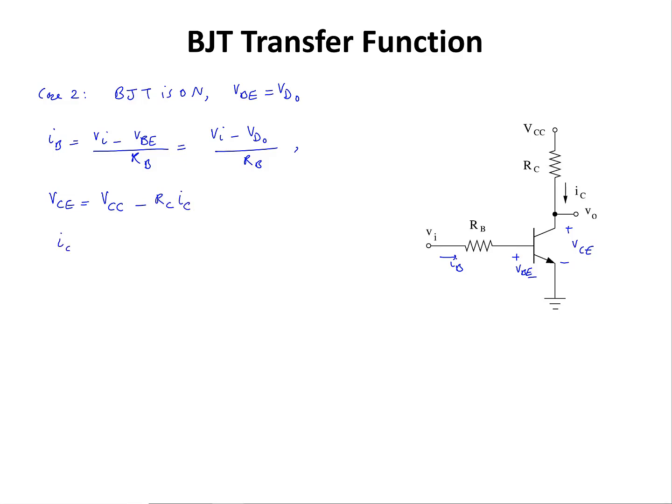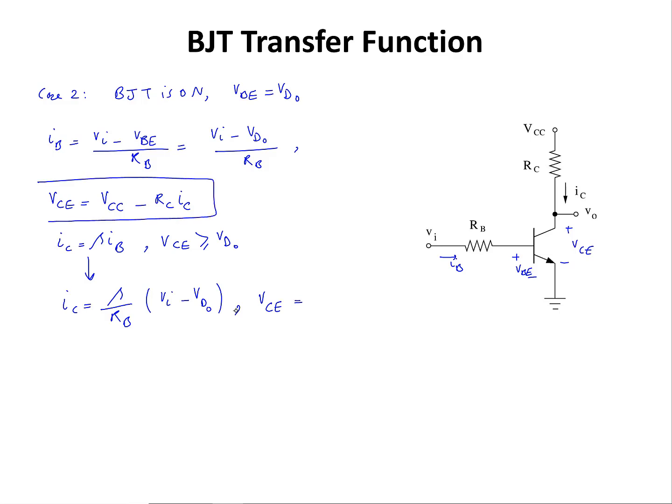Now IC is equal to beta times IB because I'm assuming BJT operates in the active mode, and VCE is greater than or equal to VD0. Now from here I have IC equals to beta divided by R base multiplied by Vi minus VD0, and from this equation, VCE equals to VCC minus beta times RC over R base multiplied by Vi minus VD0.